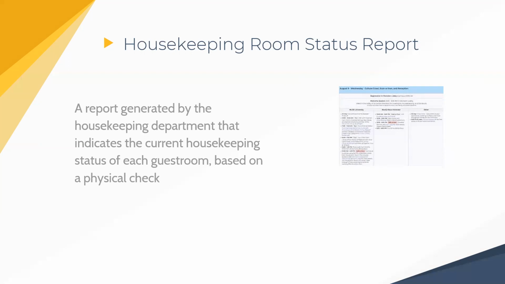The physical check tells us that this room, on the system or by the status report by front office, says it's occupied, but I can't see any guest. I can't see any furniture, any baggage. All right. So that then becomes a discrepancy, of course. But a status report is the status of each guest room based on physical check.